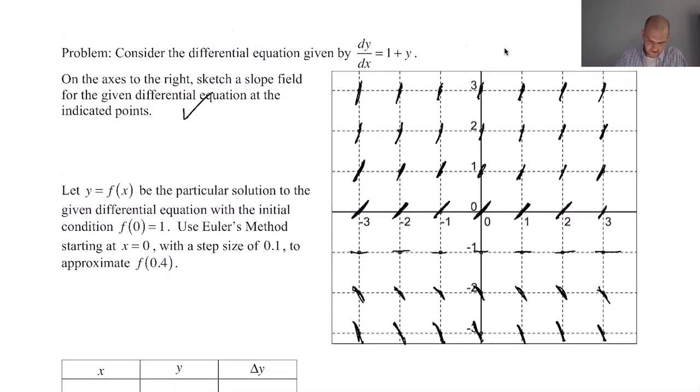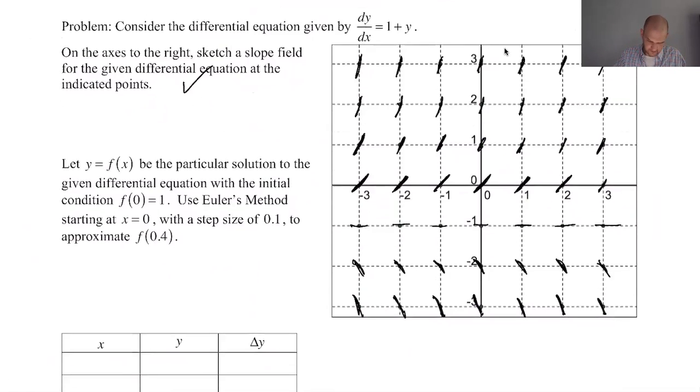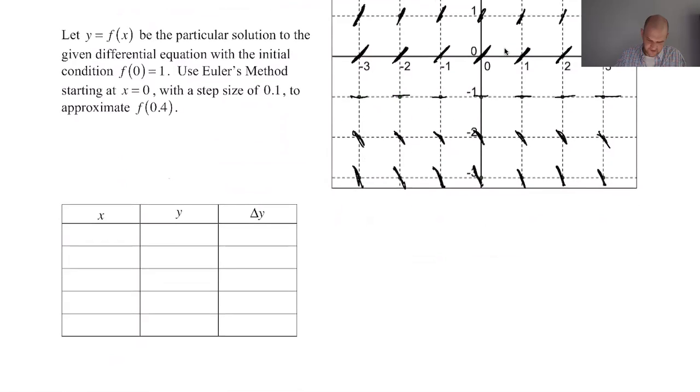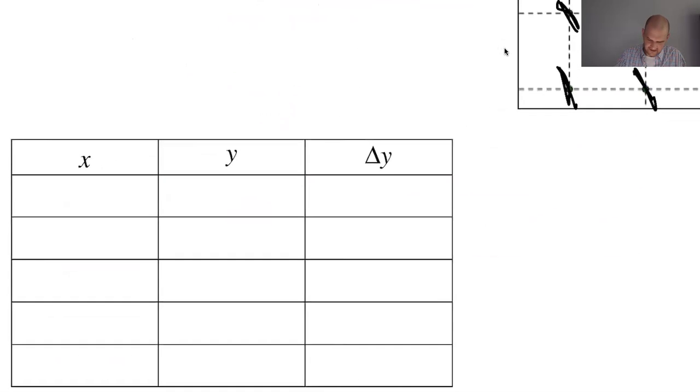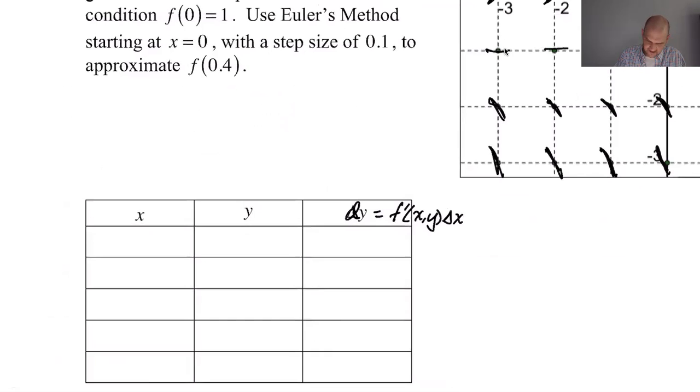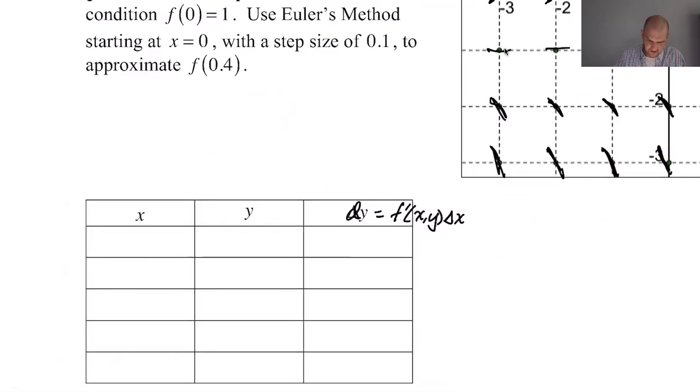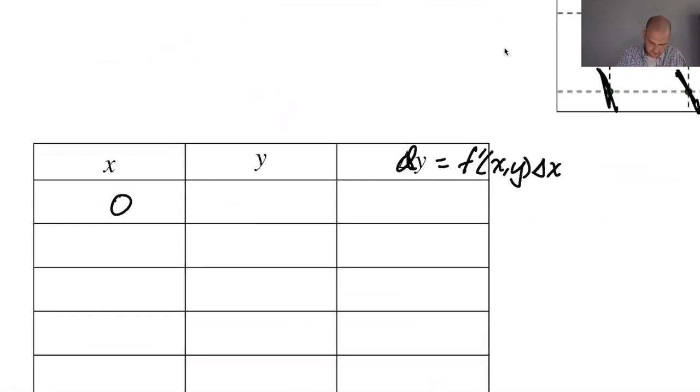Cool. Yay. Let y equals f of x be the particular solution to the differential equation with f of 0 equals 1. Step size of 0.1. Oh my God, 0.1. All right, so we got a table here. I want to change this to dy, and then I always want to remember it's f prime of x, y and then delta x. So delta x is 0.1 because I was given. And we start at 0, 1.